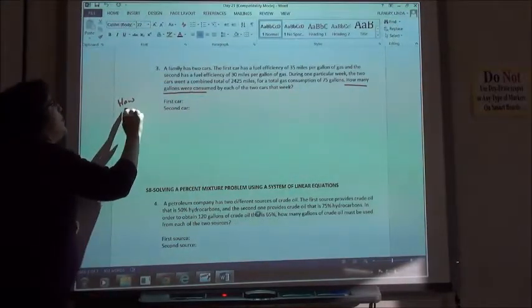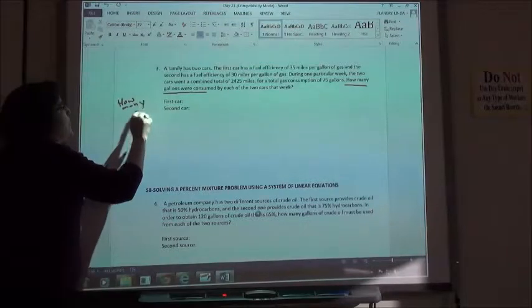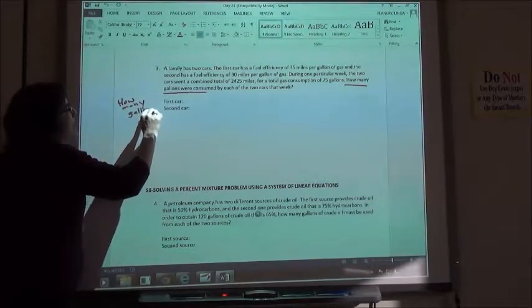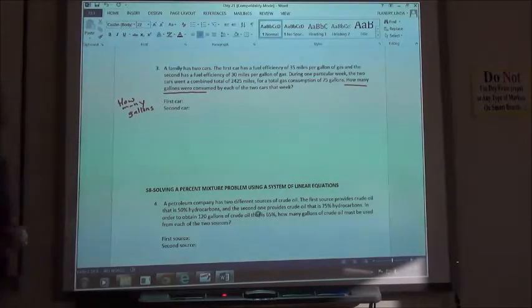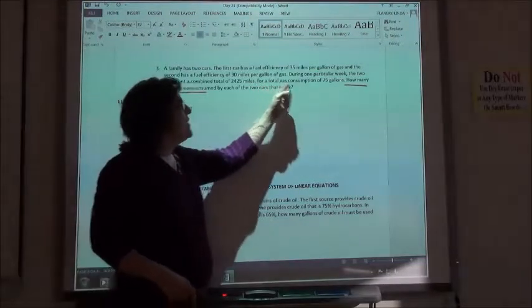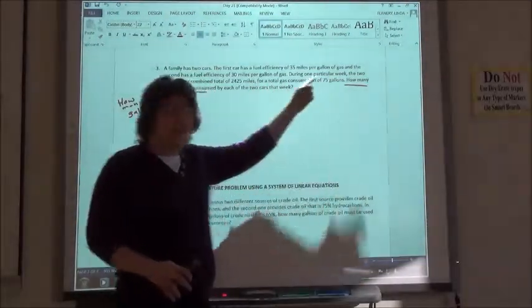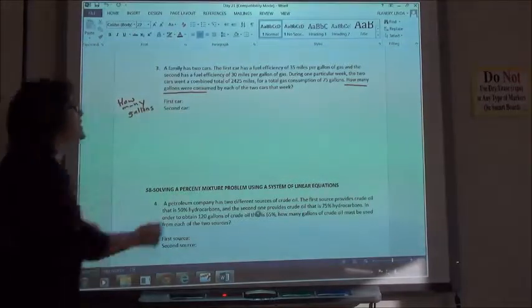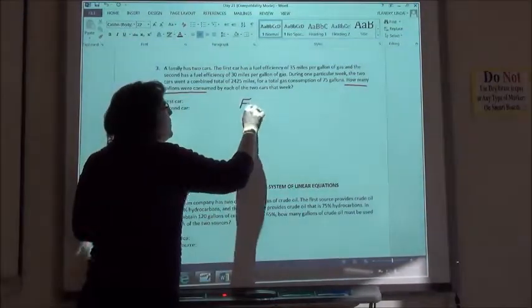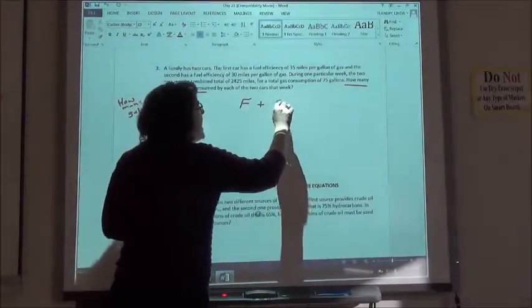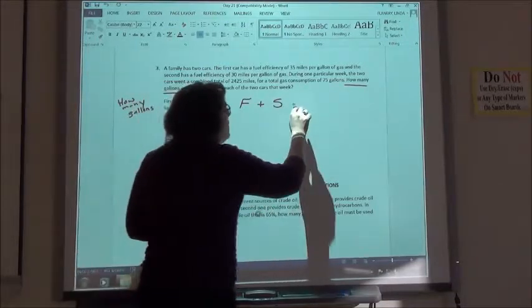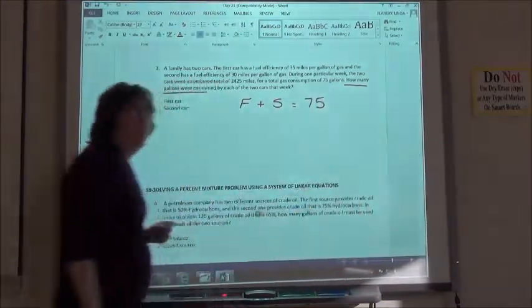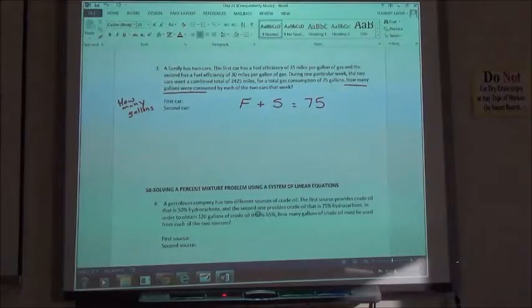So we know that on these types of problems, one of your equations is always going to come from adding your 2 unknowns together. It tells us that we're looking for how many gallons each of the cars used, and it told us the total gas consumption was 75 gallons. So one of our equations is that if you take the gas consumption from the first car plus the gas consumption of the second car, you're going to get 75 total gallons between the 2 cars.